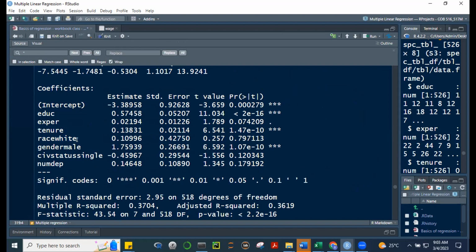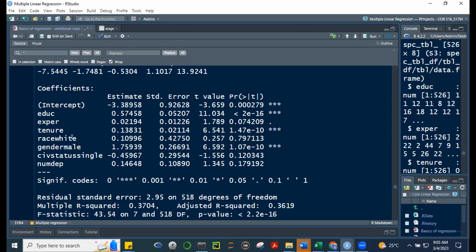Okay, so si white yung 1, si non-white yung 0. Here, gender is 1, male is 1, female is 0. And in this case, single is 1, married is 0. What was the rule used by R? Alphabetical lang. Is it possible to assign otherwise? Oo, pwede, madali lang yun. But let me not discuss that now. Ang importante sa atin yung interpretation nito.